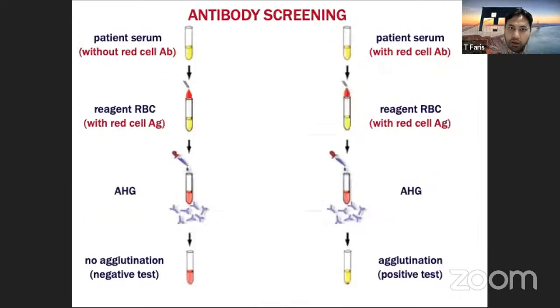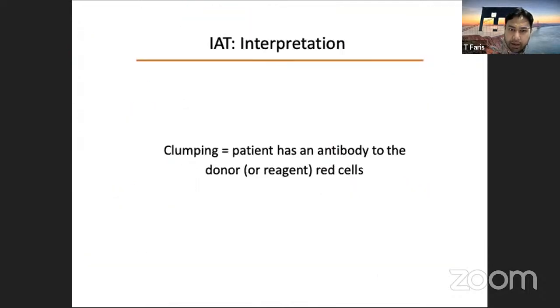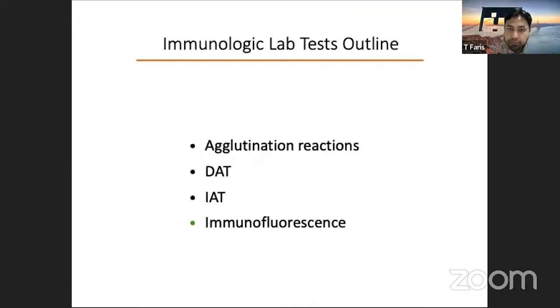Okay, antibody screening: if you see any agglutination, again, that's positive. Clumping means that the patient has an antibody to the donor red cells. I mean, they have this type of antibody.